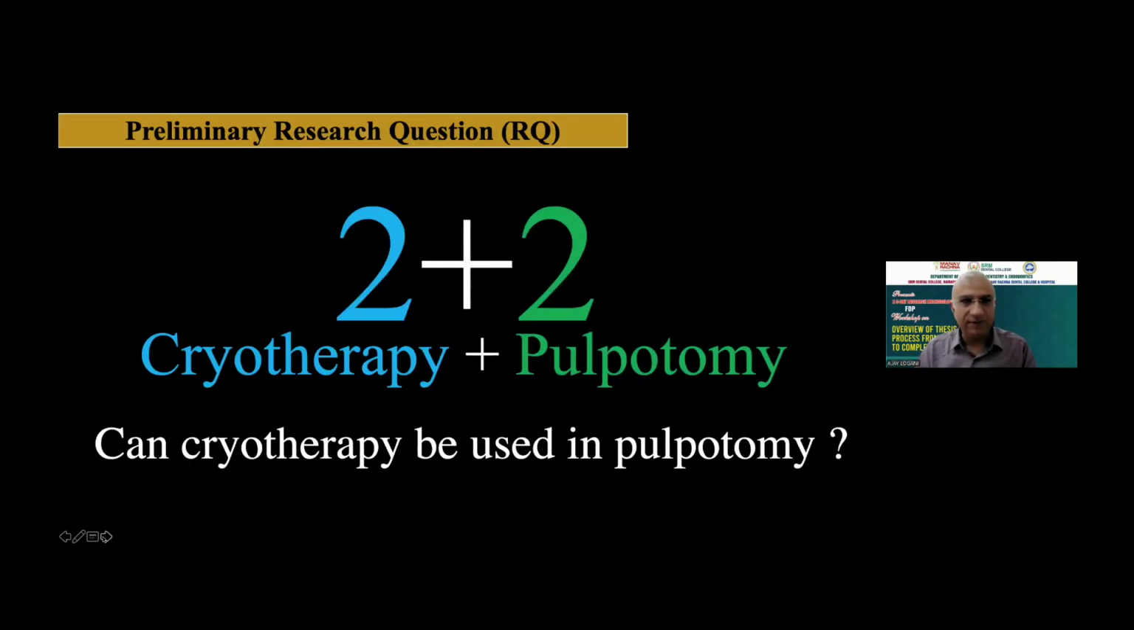Now consider pulpotomy. Your preliminary research question is that, look, cryotherapy has been used successfully in root canal therapy. Can I use it somewhere else? Then you say, okay, let me try and see if I can use cryotherapy in pulpotomy. Now that becomes, as I said, a preliminary research question. It's not a final research question. You're just putting up, after having read the literature on cryotherapy and seeing that it is mainly used for pain, can I use the properties of cryotherapy for something else? And then you say, okay, let me see if I can use it for pulpotomy.